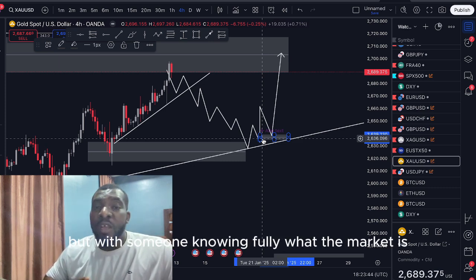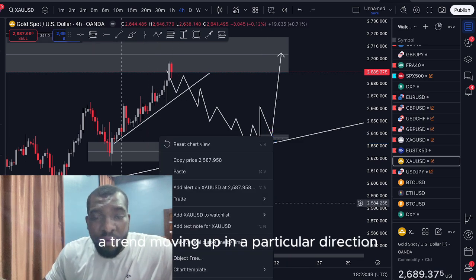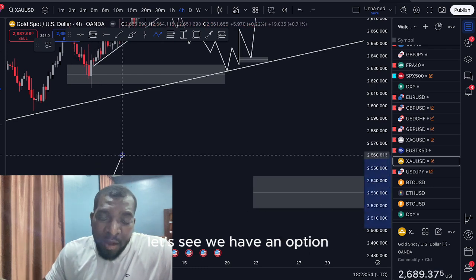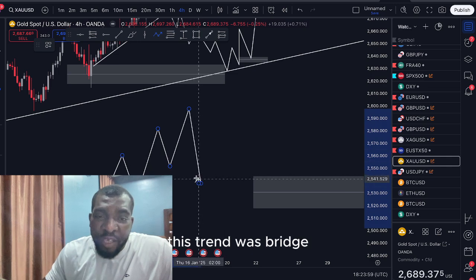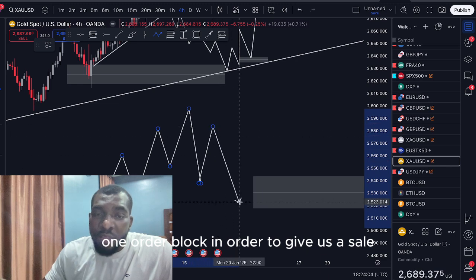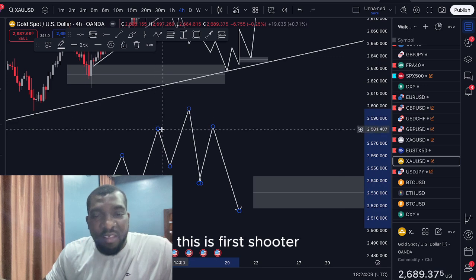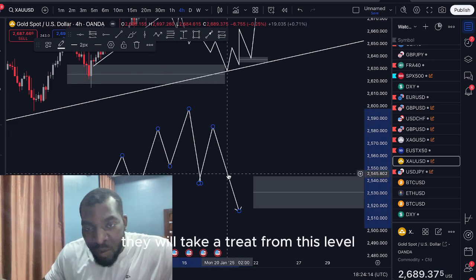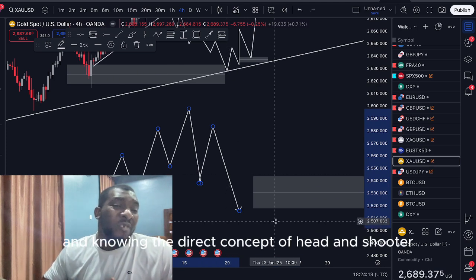But someone knowing fully what the market is understands it as a trend moving up in a particular direction. Let's explain it. Let's say we have an uptrend, and since we have an uptrend, this trend was breached, and then we have a change of character on this level, and then price comes to an order block in order to give us a sell. Now other mentors will say this is the first shoulder, this is the head, and this is the second shoulder, and when the market comes this way, they'll take a trade from this level.